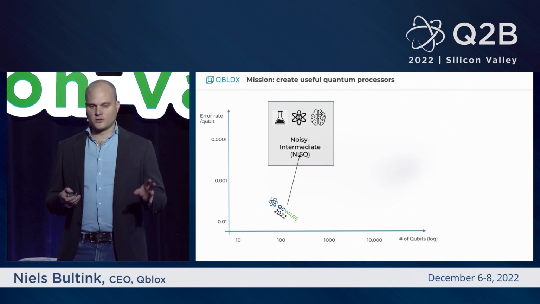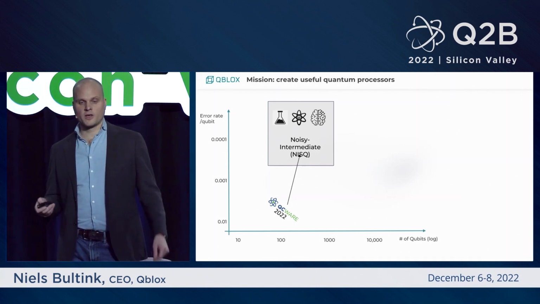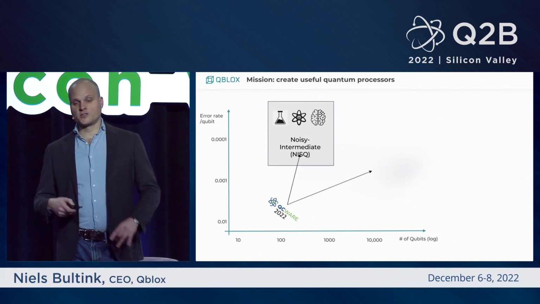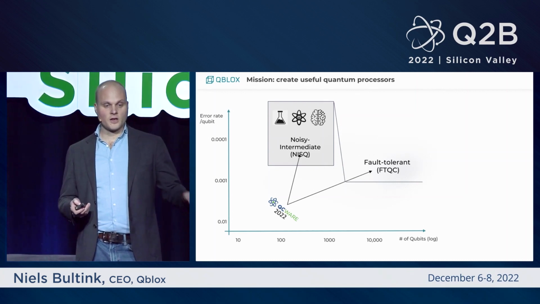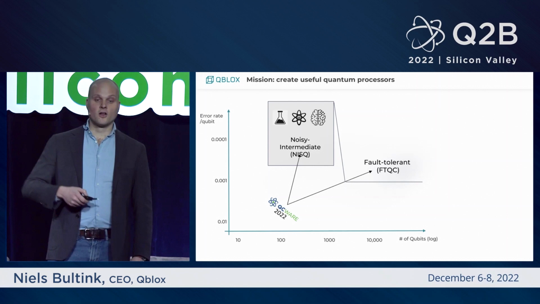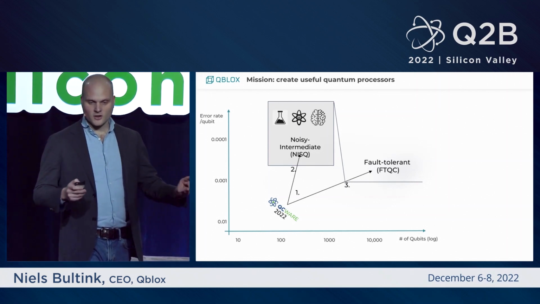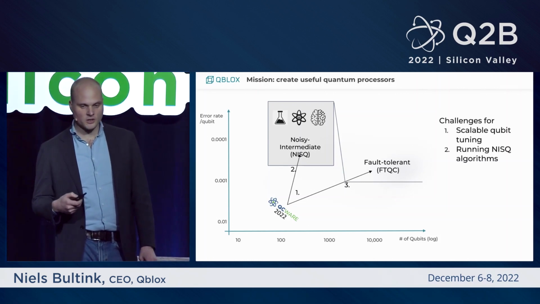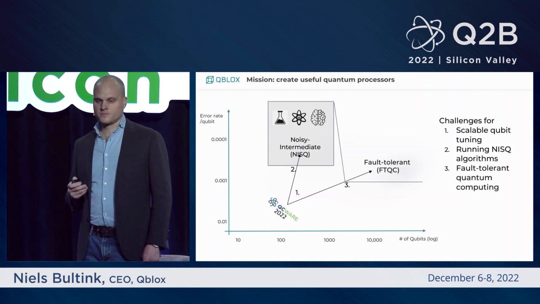The first one is to get to this noisy intermediate scale era with some useful applications and perhaps even very worthwhile. But there's a second path, and that's towards the fault-tolerant era. The first needing a little bit of scaling and a lot of noise reduction, and the second needing a lot of scaling and in the end also a lot of noise reduction. So there's a lot to do, but let's talk today about the three challenges in the control stack for scaling up, for running NISQ algorithms, and for fault-tolerant quantum computing.